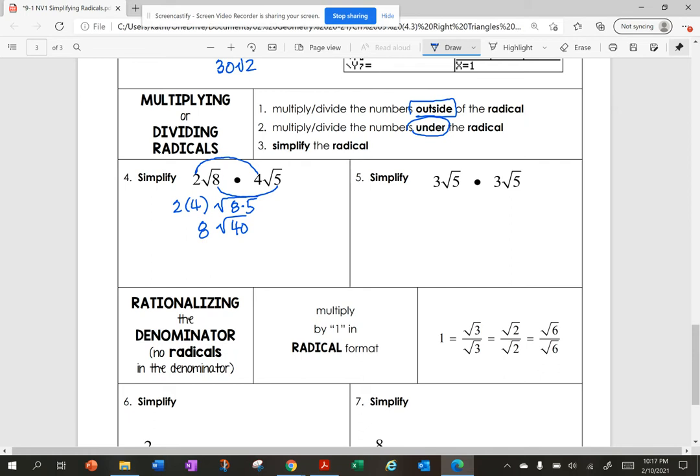Now I want to simplify the square root of 40. So I know the factors are going to be 4 times 10. So this is 8 times the square root of 4 times the square root of 10. So this is going to be 8, the square root of 4 is 2, times the square root of 10. And now I need to multiply 8 times 2, which is 16 times the square root of 10.